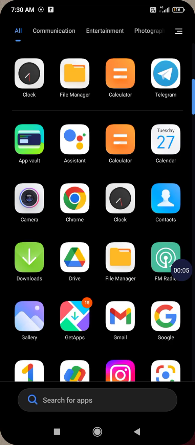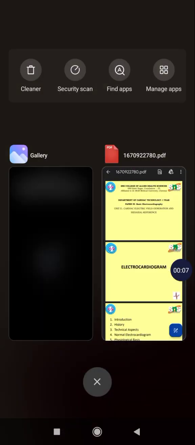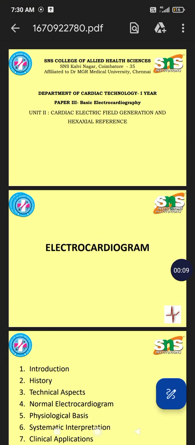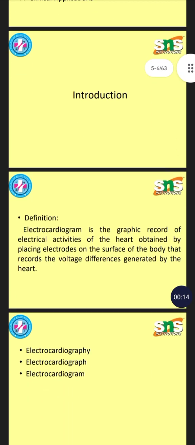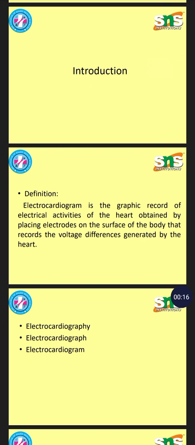Today I am going to show the presentation about the case study of electrocardiogram. Electrocardiogram is the graphic record of electrical activities of the heart obtained by placing electrodes on the surface of the body that records the voltage differences generated by the heart.